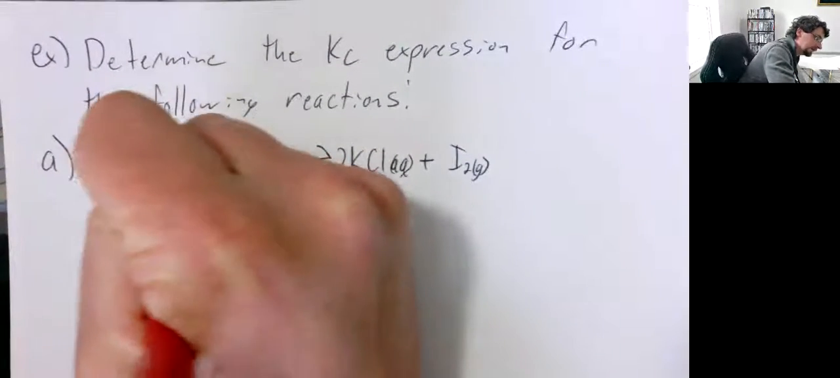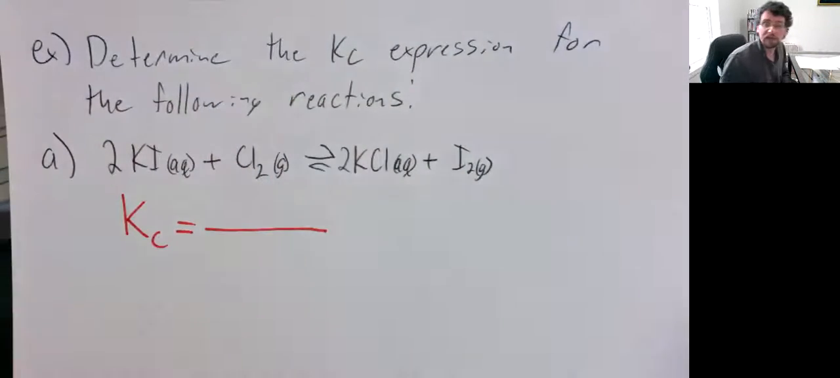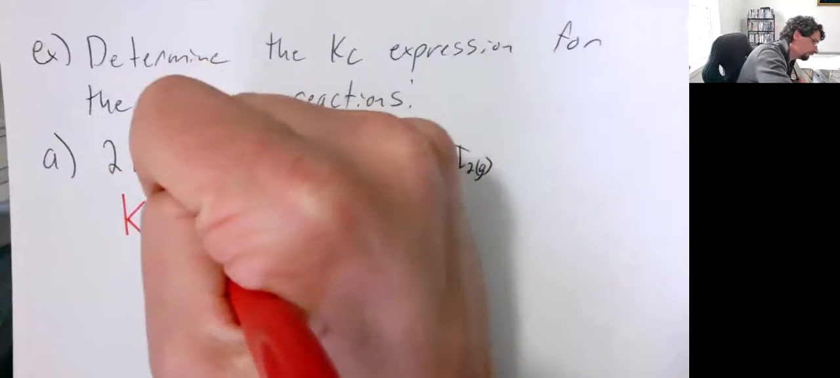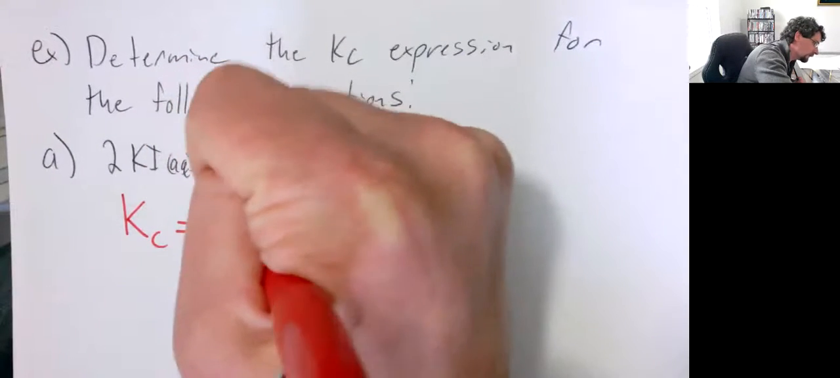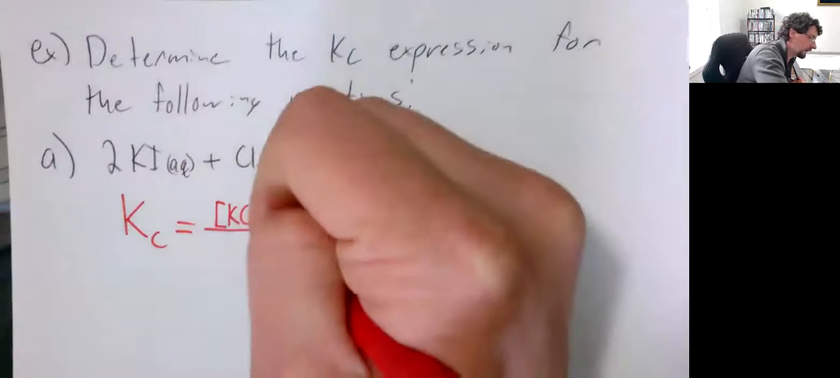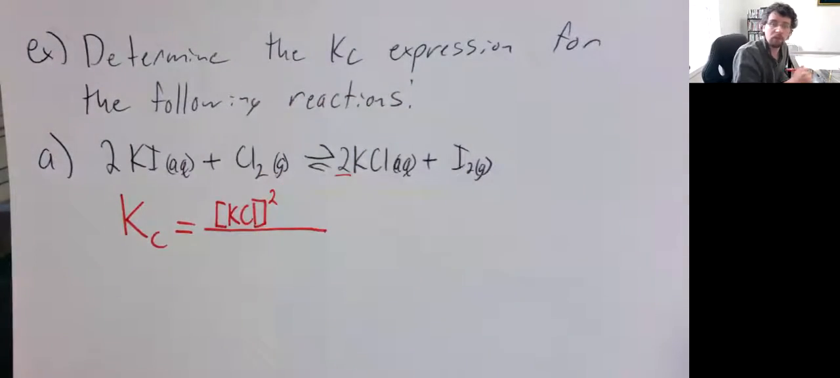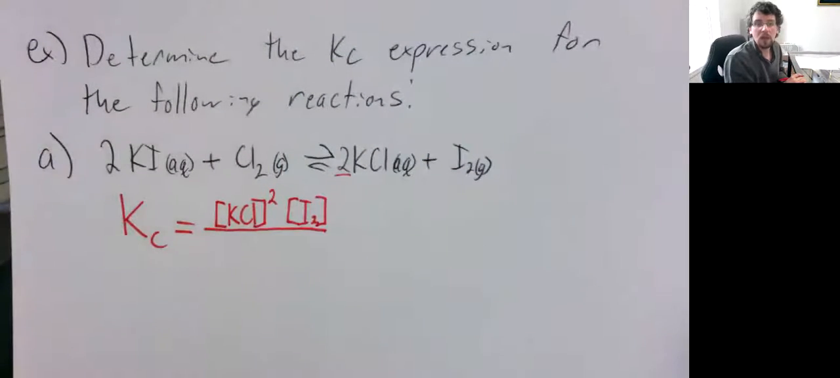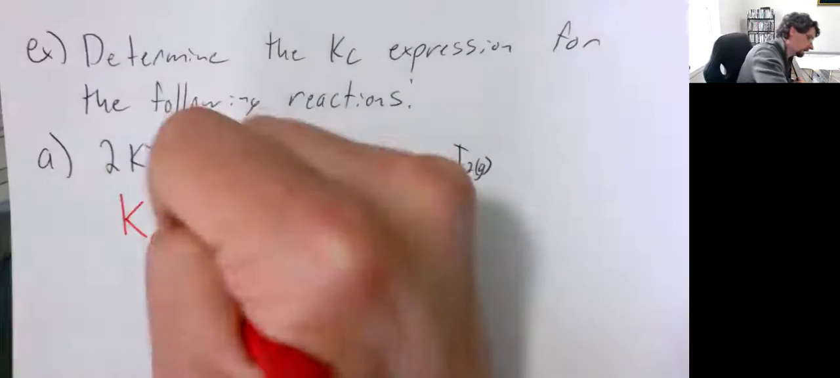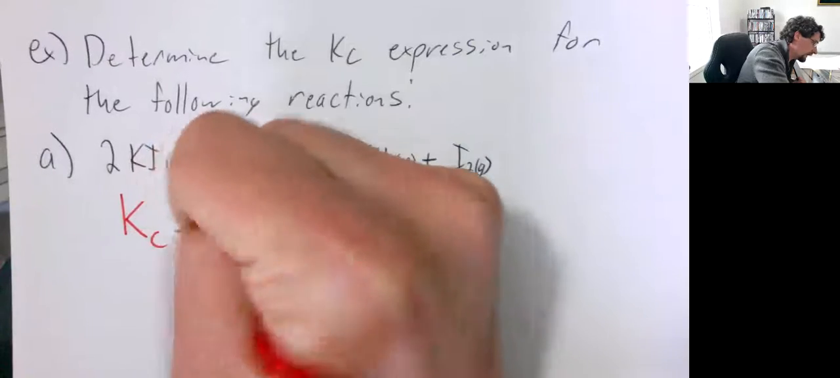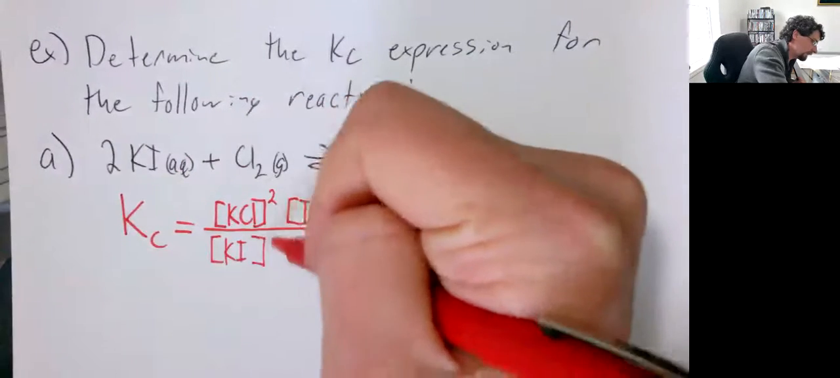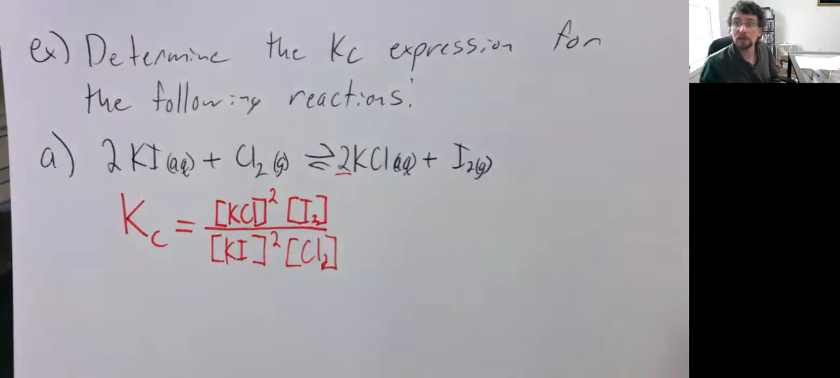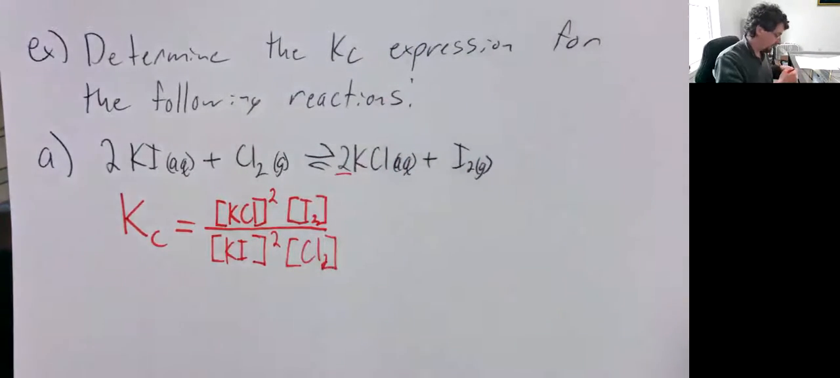So Kc, remember again, it's always products over reactants. So one of our products is potassium chloride, KCl. And since there's a 2 out front, we need that 2 up top here. Then we have iodine, I2. Okay, now what about the denominator? In that case, again, we have KI because it's aqueous. There's a 2 there, and then we would have Cl2 gas. So that looks pretty simple. Let's move on to a more complex one.